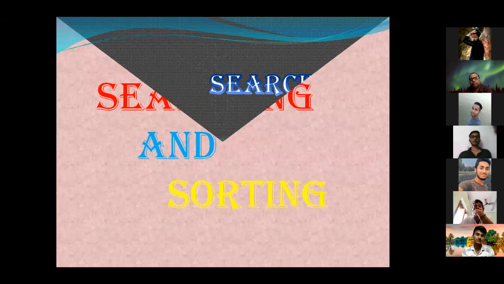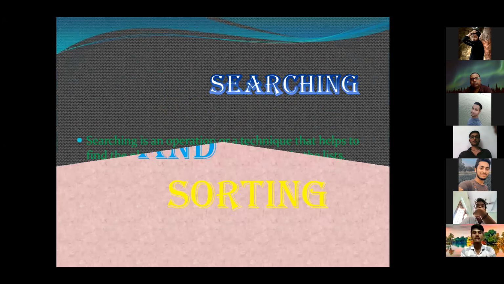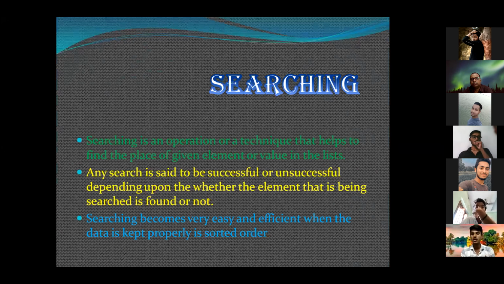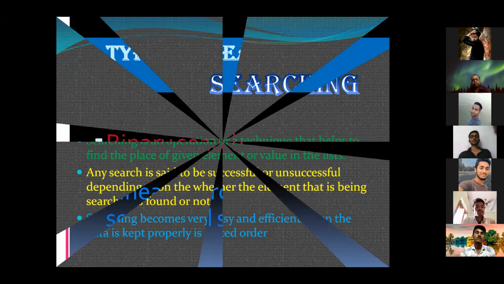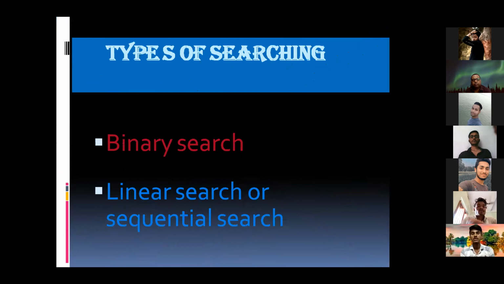Now let's begin. Searching. Searching is an operation or a technique that helps to find the place of a given element or value in the list. Any search is said to be successful or unsuccessful depending upon whether the element that is being searched is found or not. Searching becomes very easy and efficient when the data is kept properly in sorted order. Now, types of searching. First one is binary search, and second one is linear search. It is also known as sequential search.